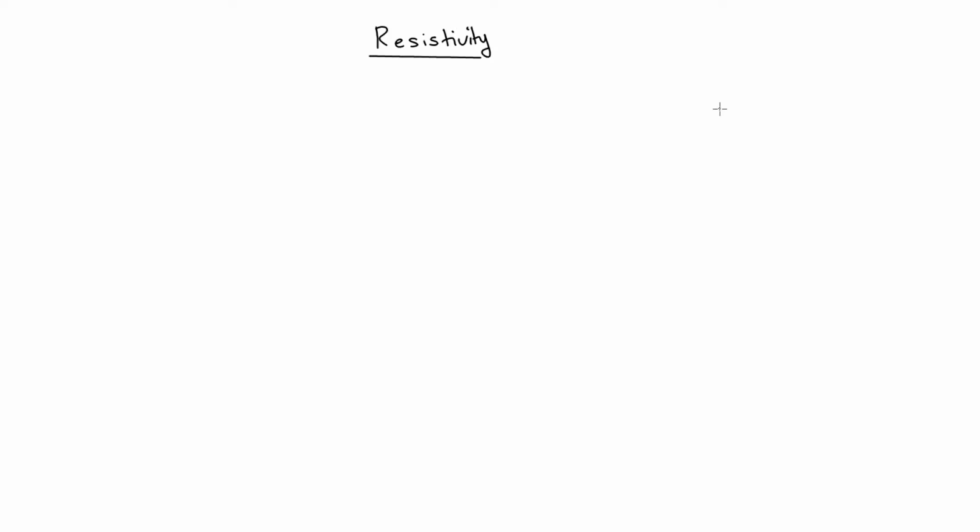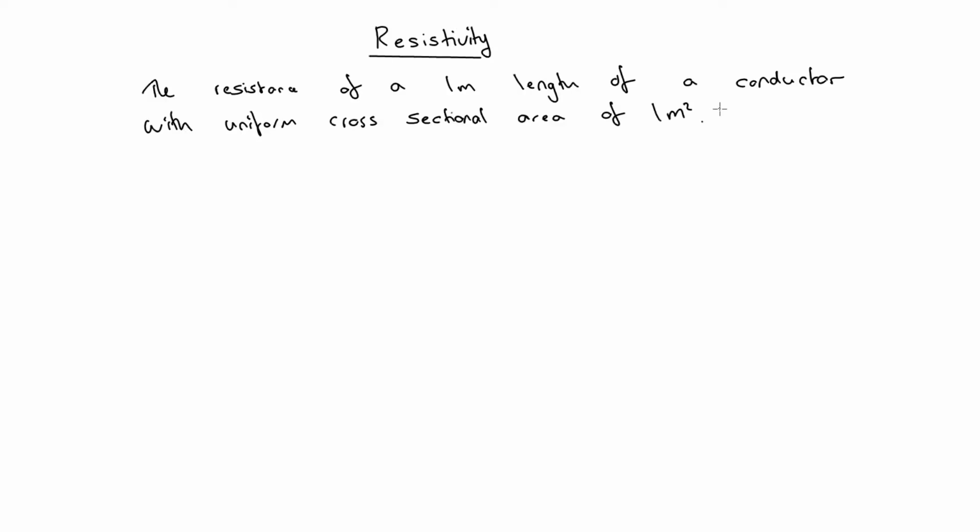What is a property of a material is its resistivity. And so we can define resistivity as follows: the resistance of a 1 meter length of a conductor with uniform cross-sectional area of 1 meter squared. If we're talking about the resistivity of copper, what we're talking about is the resistance of a 1 meter length of a conductor, copper in this instance, with uniform cross-sectional area of 1 meter squared. So basically, we're taking the dimensions out of it.